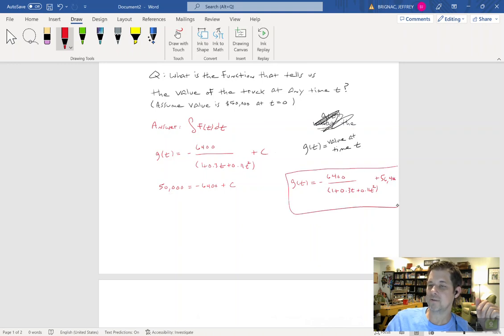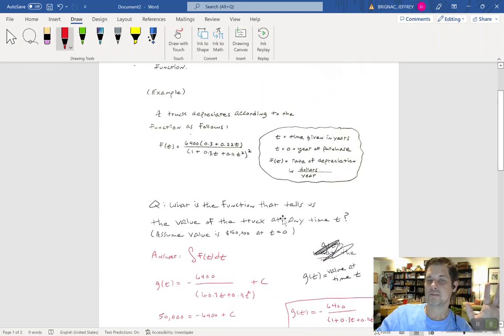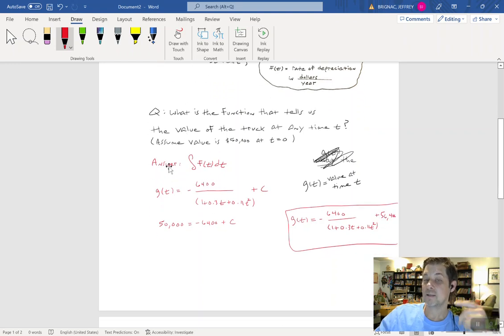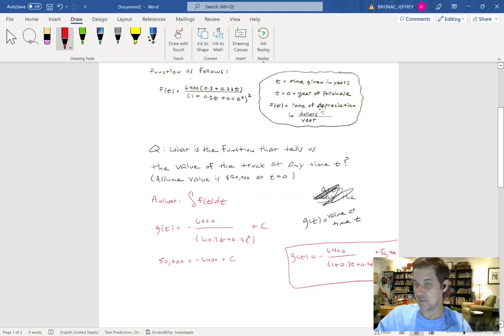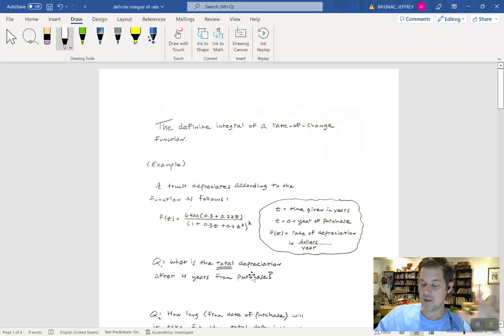Okay, so there's that function. Now, I want to leave this as that if we have a function that tells us how fast something is changing, then the antiderivative of that will give us another function that tells us just what it is, okay? How you interpret those things depends on the units that you're given to start with for whatever the function is in the first place. Now, so let's go with that in mind.